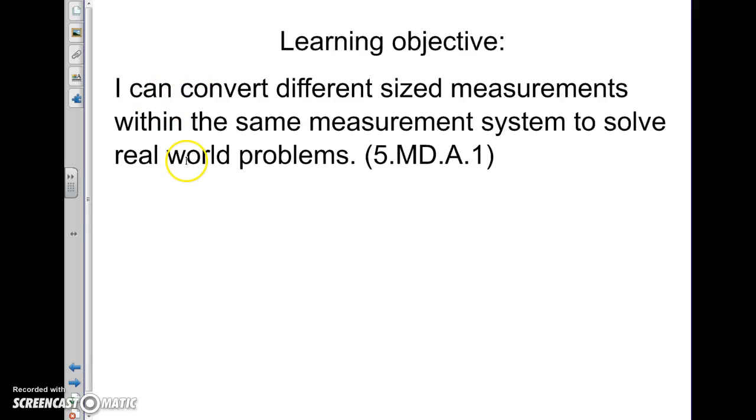Our learning objective today: I can convert different size measurements within the same measurement system to solve real-world problems. 5th grade standard, measurement and data, A1.